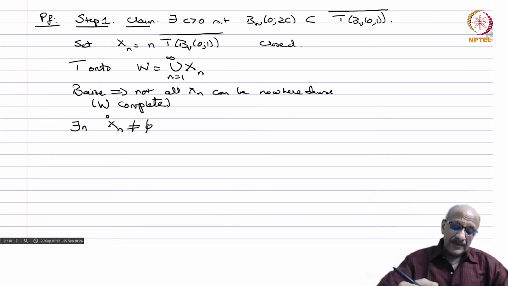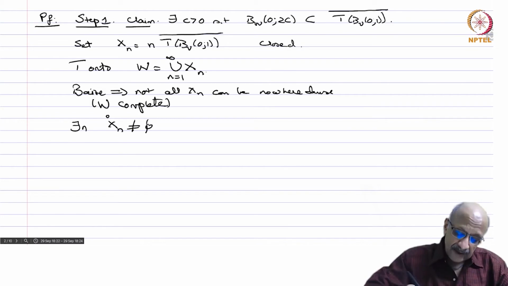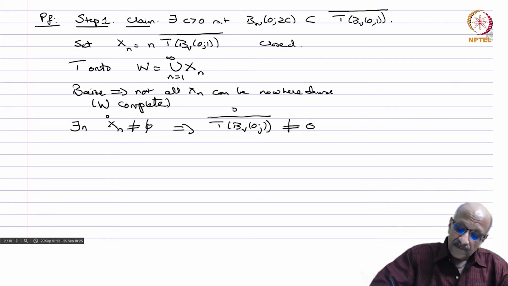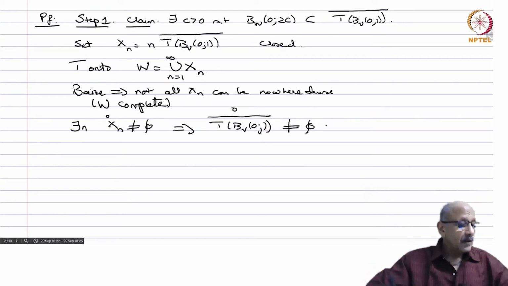But what is X_n? It is just a scaling of X_1, namely the closure of T(B_V(0,1)). Therefore, if that has non-empty interior, then any scaling of it will also have non-empty interior. So this implies the interior of the closure of T(B_V(0,1)) itself is non-empty.